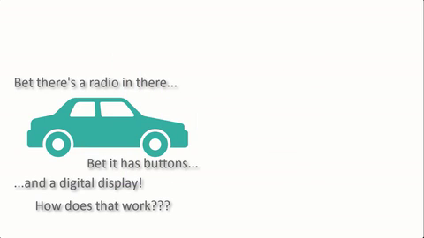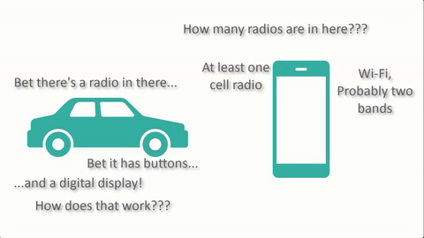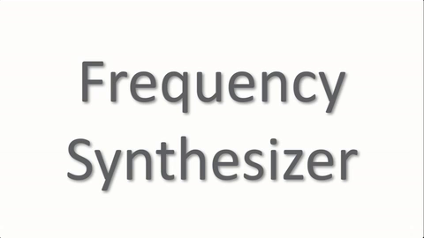Boring! The other application is probably right in your pocket, your mobile phone. Hey, have you ever stopped to consider just how many radios are in a common cell phone? There's at least one for the cellular function, another one for Wi-Fi, and yet another one for Bluetooth, and still another one for near-field communication. Hey, that's a lot of radio transceivers in there, and every one of those transceivers has to be frequency agile. The Bluetooth radio alone has to tune to one of 79 channels. Well, that's why it's not enough just to have a frequency generator. You need a frequency synthesizer.